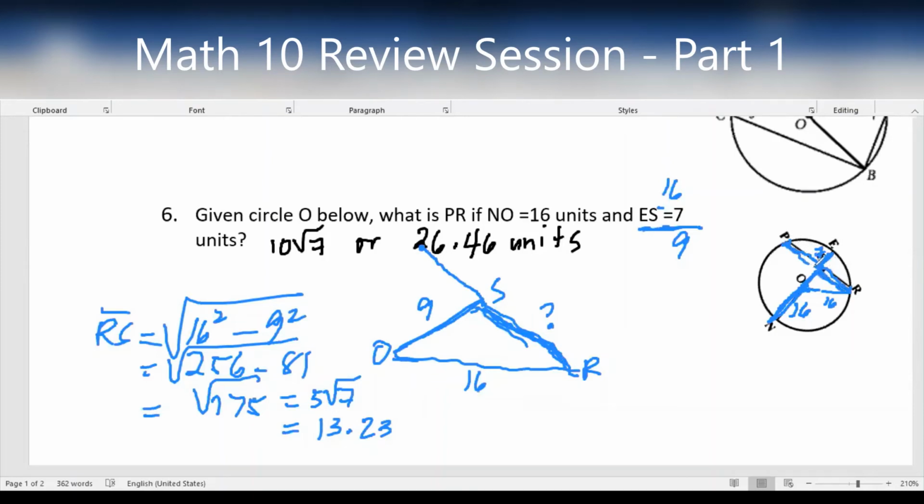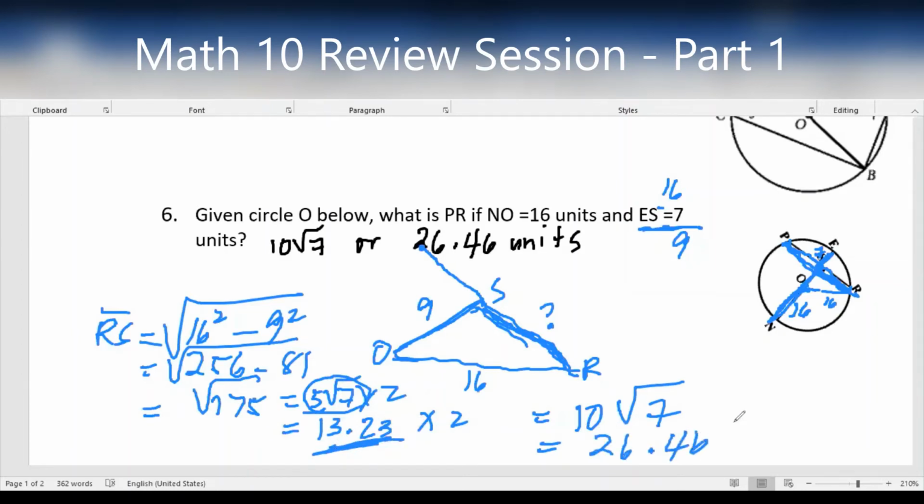Pero ang hinahanap is the whole chord, yung PR na yan, kaya you have to multiply by 2. So times 2, pag naka-radical, 5 square root of 7 times 2 is 10. Take note, ang i-multiply nyo lang is yung outside the radical. Kaya 10 square root of 7, yung sagot. Or if you will multiply the decimal, 13.23 times 2 is 26.46. So any of these two ang sagot. So thank you, Jillian. Next.